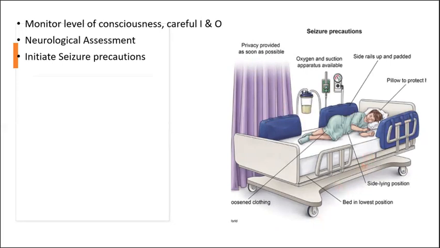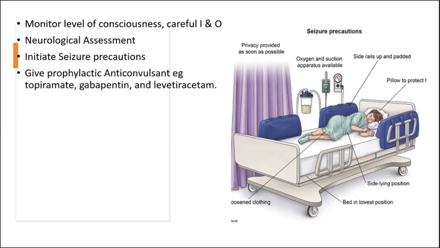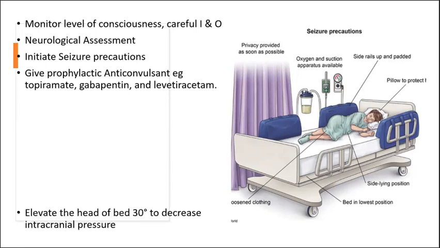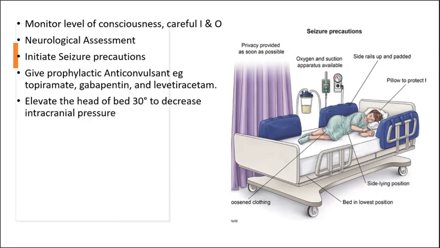We can also give prophylactic anticonvulsants like topiramate, gabapentin, even levetiracetam. These are your anticonvulsants. Again, you want to elevate the head of the bed. You will see this on the NCLEX. While we're elevating the head of the bed, that's going to help to decrease intracranial pressure.